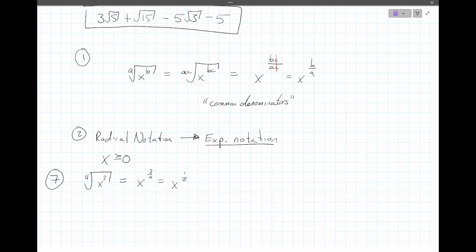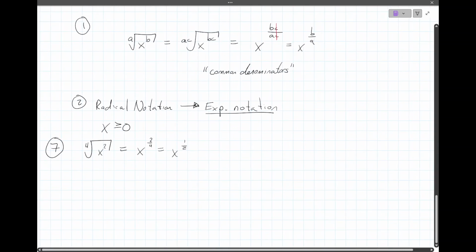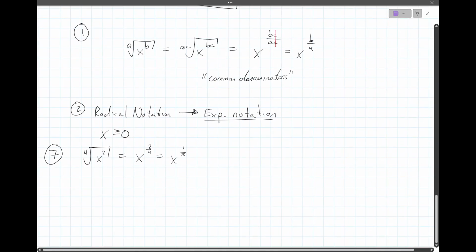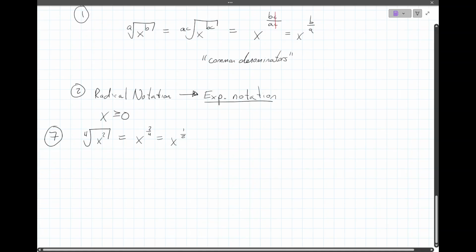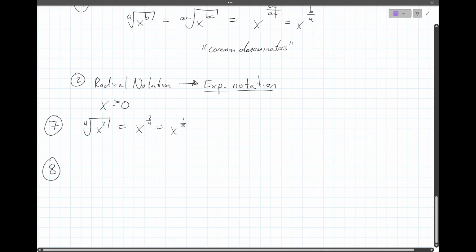Works out super well for us. And I prefer this method the most, right? So that's the number 2, returning from radical notation to exponent notation. Using method 1, we'd have to cook up a half or something like that.